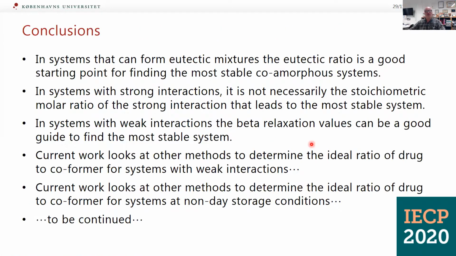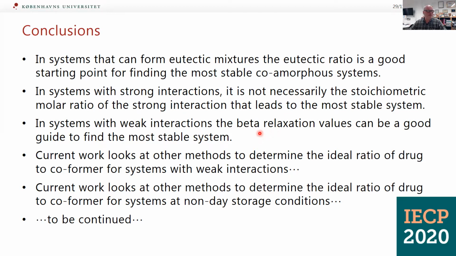So in conclusion of this presentation, I'd like to point out that in systems that can form eutectic mixtures, the eutectic ratio is a good starting point for finding the most stable co-amorphous systems. In systems with strong interactions, it is not necessarily the stoichiometric molar ratio of the strong interaction that leads to the most stable system. In systems with weak interactions, the beta relaxation values can be a good guide to find the most stable system.